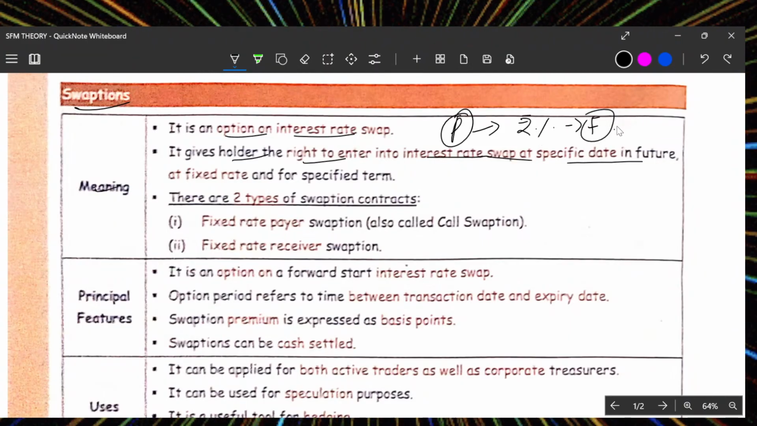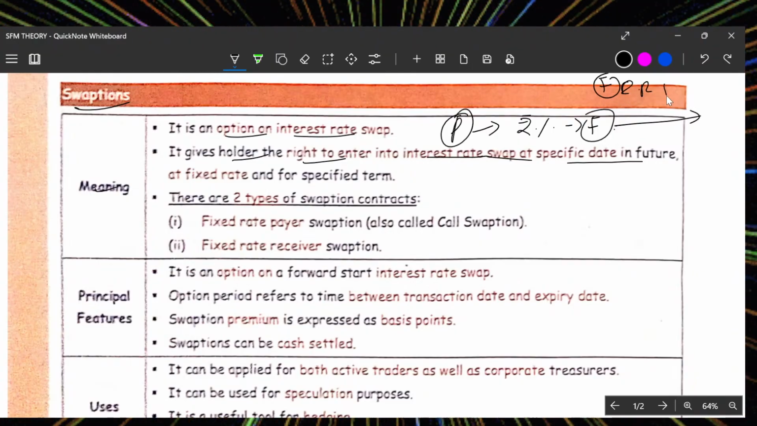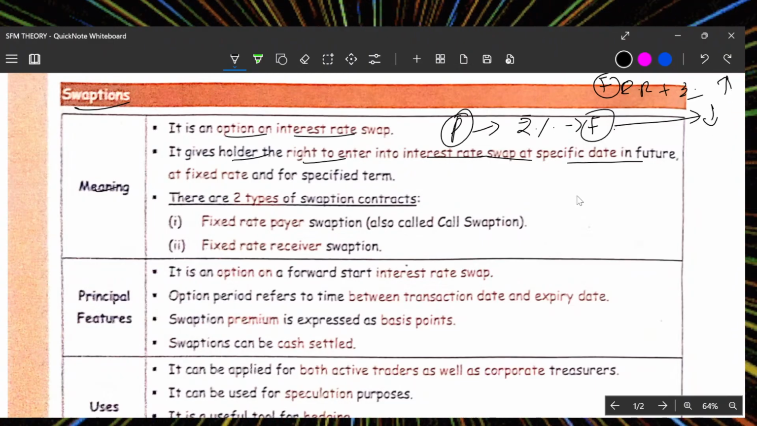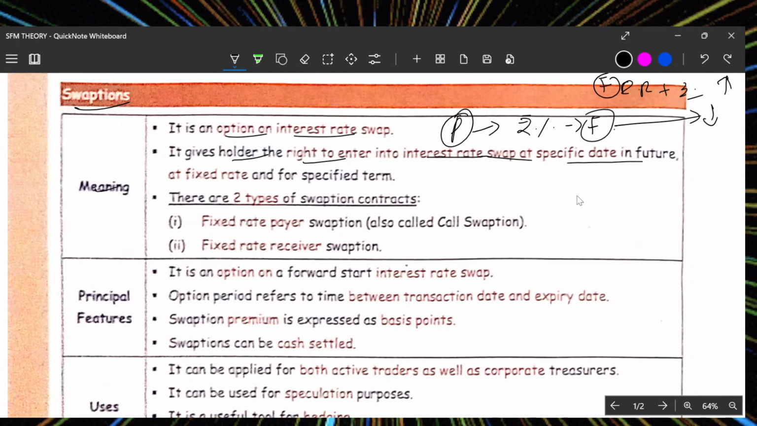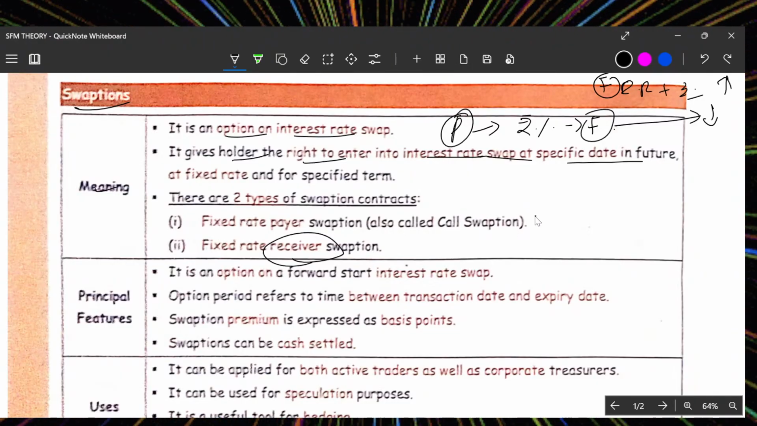What is fixed? For the whole period, this will be the rate. Floating is based on a reference rate plus 2% or plus 3%. It will increase and decrease the interest rate. This is floating. This is what a swap usually does. That is the payer swap and the receiver swap: payer swaption and receiver swaption.